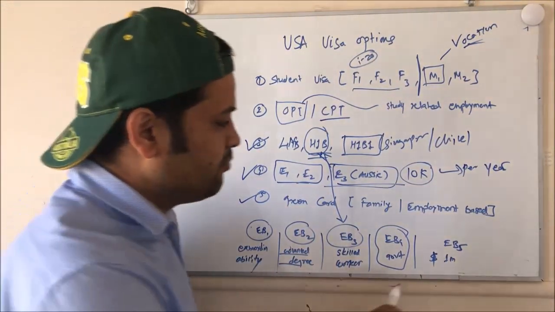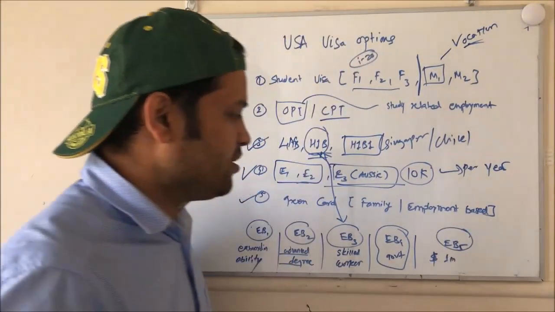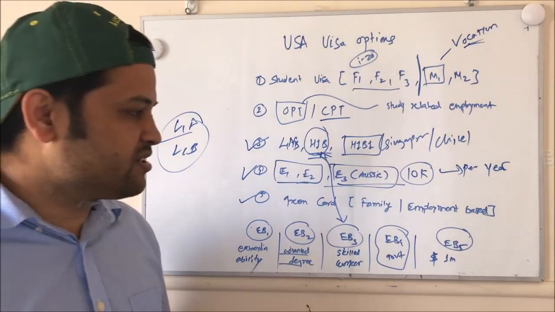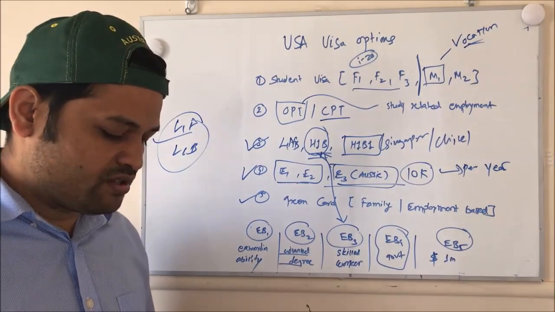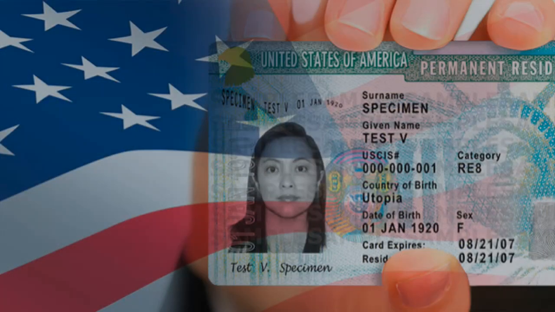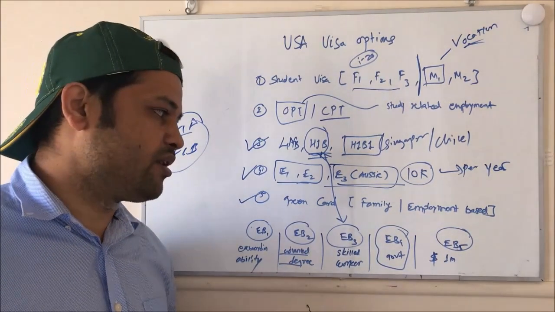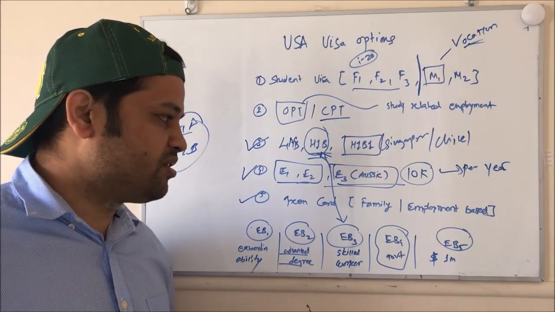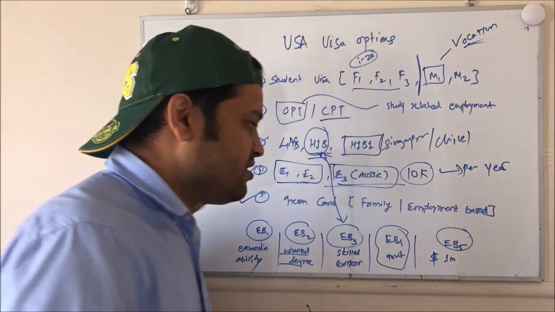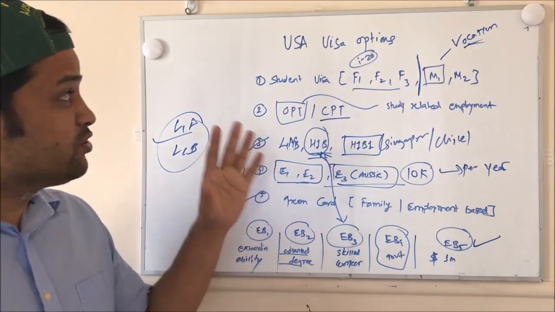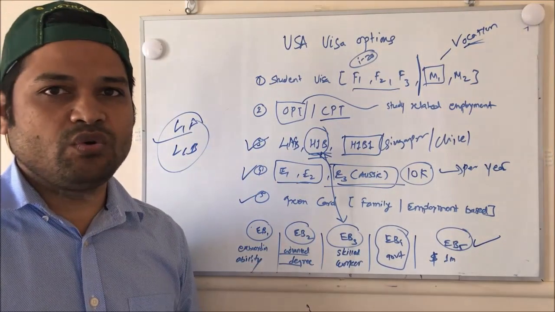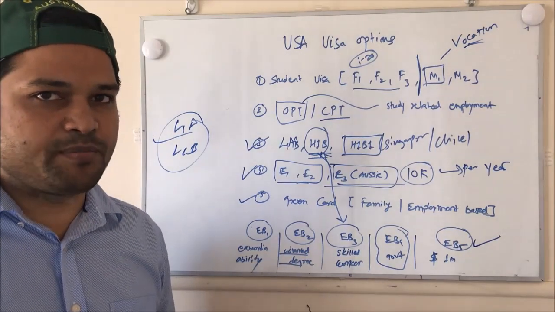And finally we have EB5, that is investment visa, through which you can get the green card. A lot of Indians nowadays are going for this EB5 route to get the green card. Remember that to get the green card through EB5, you will need to invest $1 million in America only, and create jobs in America. Then only you can get this EB5 visa. So all these options are available if you want to go to USA for study or work purposes.